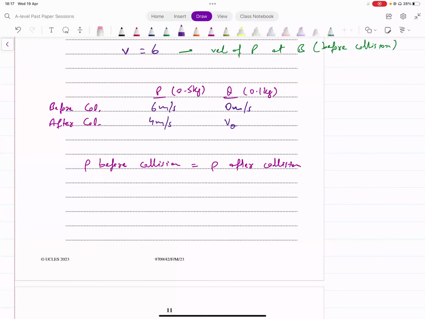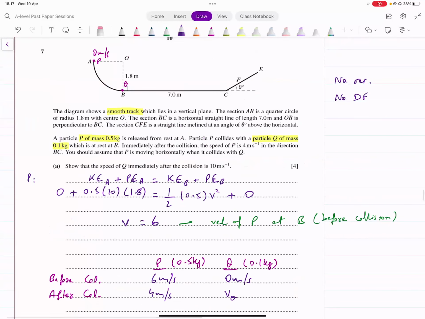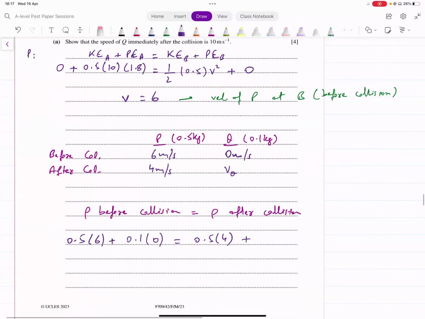Mass is 0.5 into velocity, that's 6, plus Q का initial momentum, that's a 0 because उसकी velocity 0 है. Or if you want, you can say 0.1 into 0. After collision momentum कितना है? P का कितना होगा? 0.5 into velocity, which is 4. Remember P के साइड मूव कर रहे हैं, यहाँ पे देख लेते हैं। P राइट साइड पे मूव कर रहा है, तो Q भी ऑफ कोर्स राइट पे मूव करेगा। प्लस mass of Q, which is 0.1 into VQ.